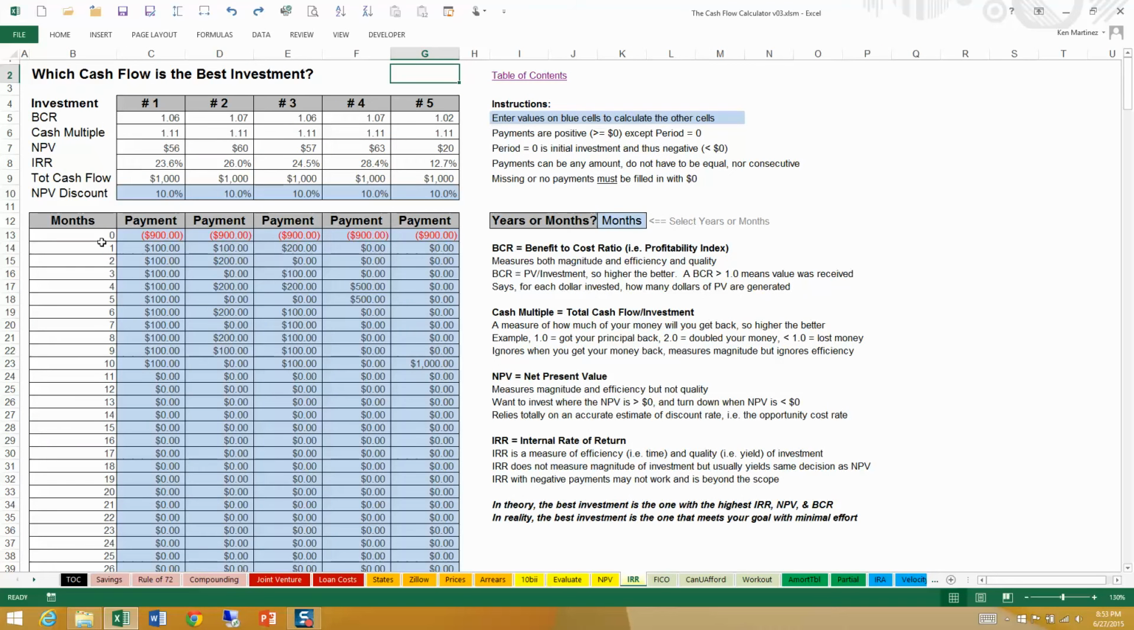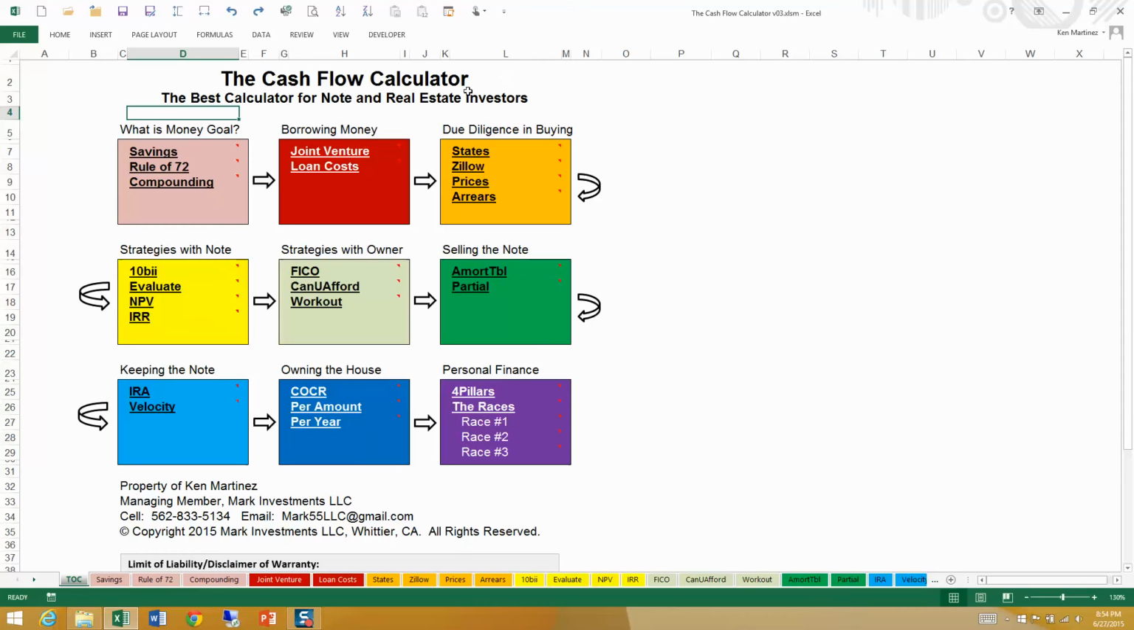If you want to compare your internal rate of return along with 4 other key metrics up here for 5 different cash flows, that's what this tab is for. You put your inputs here, and it will tell you what the best investment is for you. And the light green, strategies with the owner.